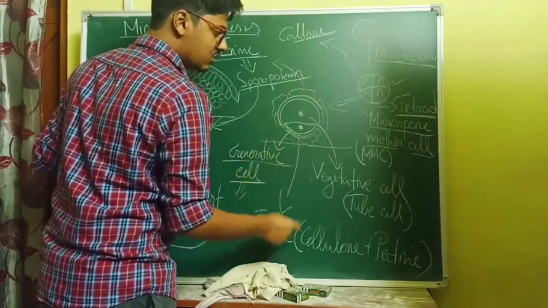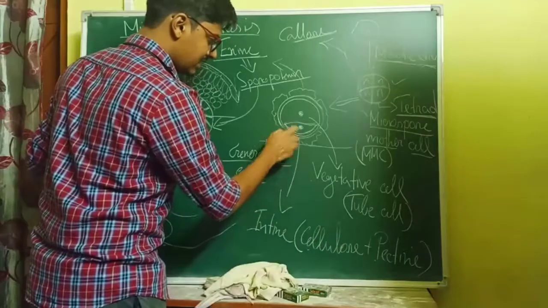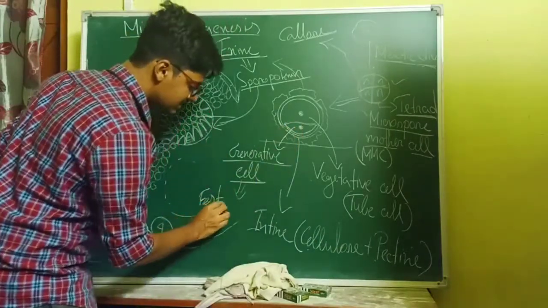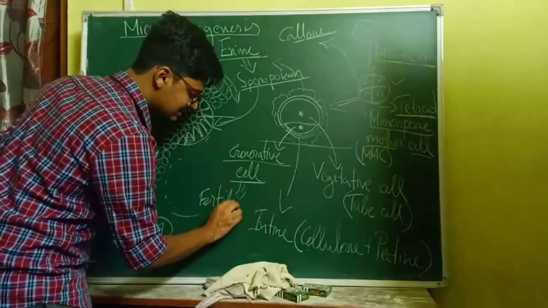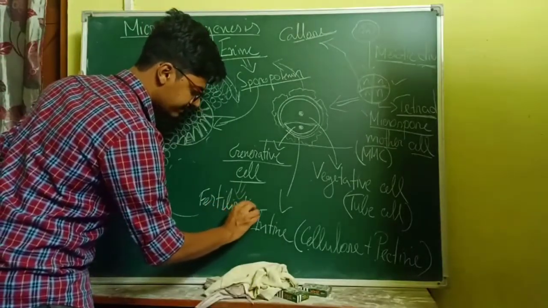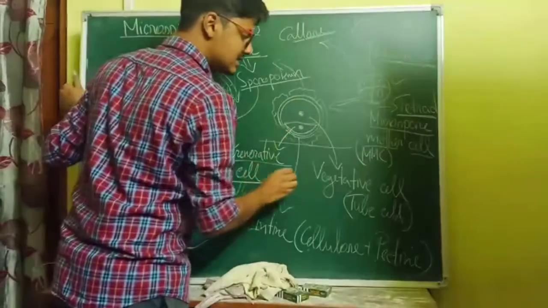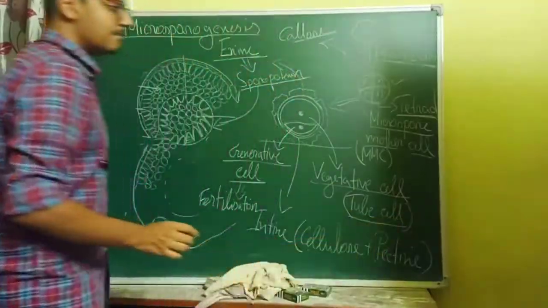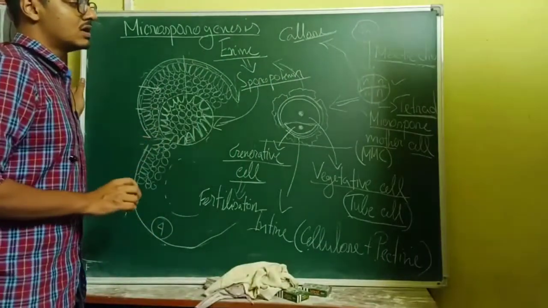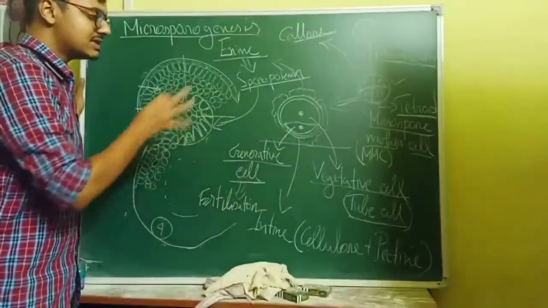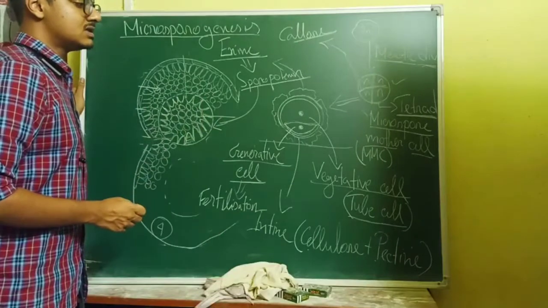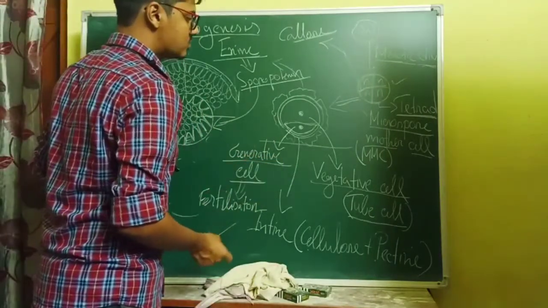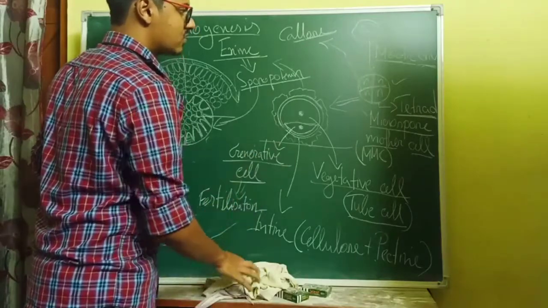The smaller cell is called what? Generative cell, right? This smaller cell is called the generative cell because it will take part in fertilization. The larger cell is called the vegetative cell, also called the tube cell, because later on it will give rise to the pollen tube. Okay, so this is the process of microsporogenesis.